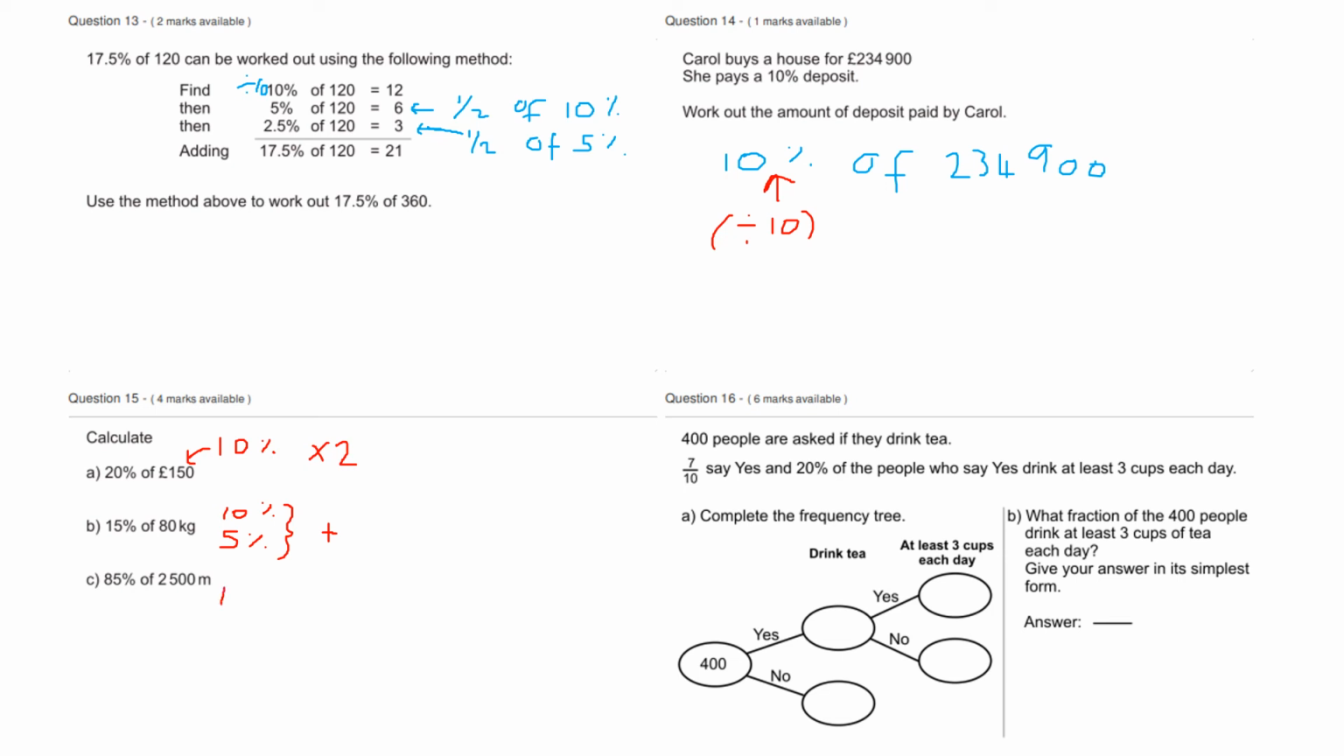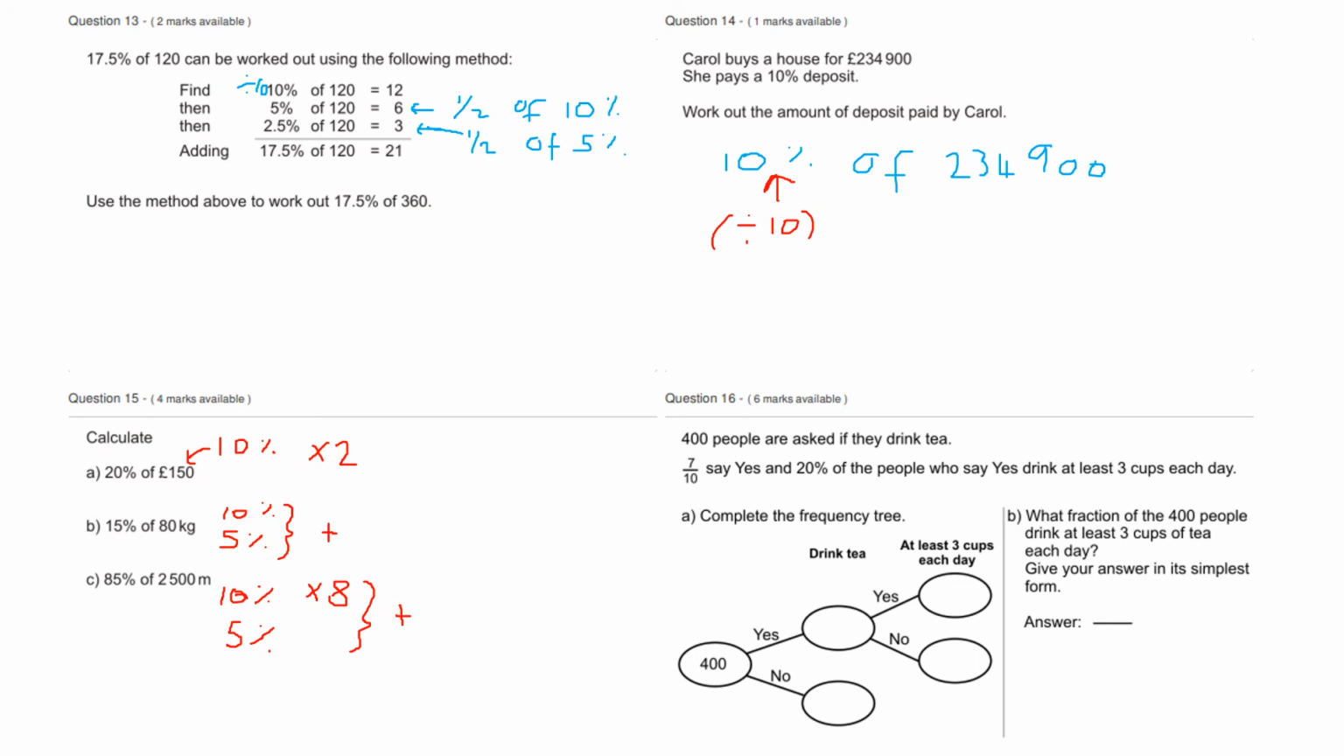For 85%, you're going to find 10%. And then you're going to times it by 8, because we need 80. You're going to find 5%, so remember just by halving your 10%. And then you're going to add those together.